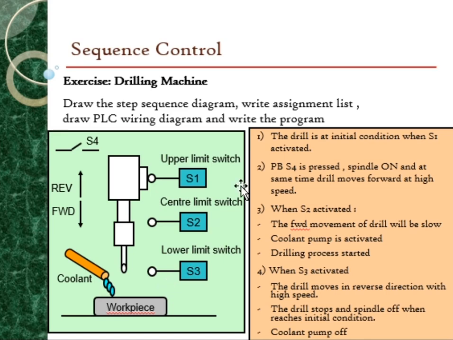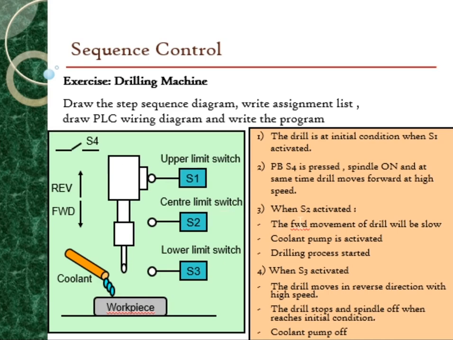So in the first step, the drill is in its initial condition when S1 is activated. So S1 is activated, meaning that the system here is touching the upper limit switch. So when S4 is pressed, the spindle is on, and at the same time, the drill moves forward at high speed. Okay, so when S4 is pressed, the spindle is on, and then it will move in the forward direction. So meaning that the actuator here is the motor.